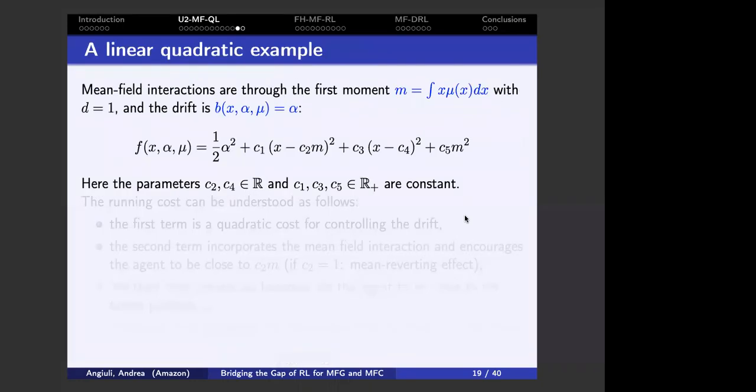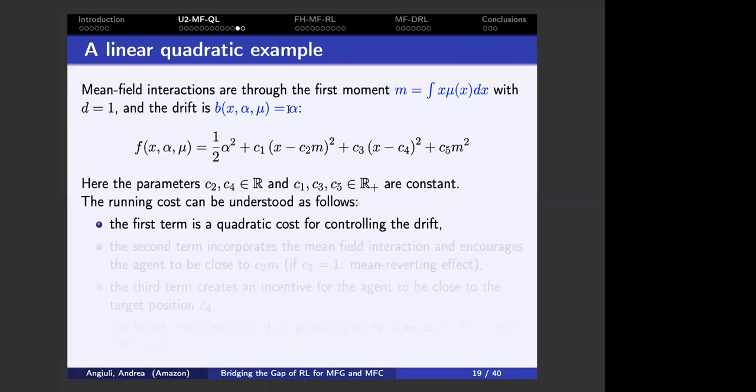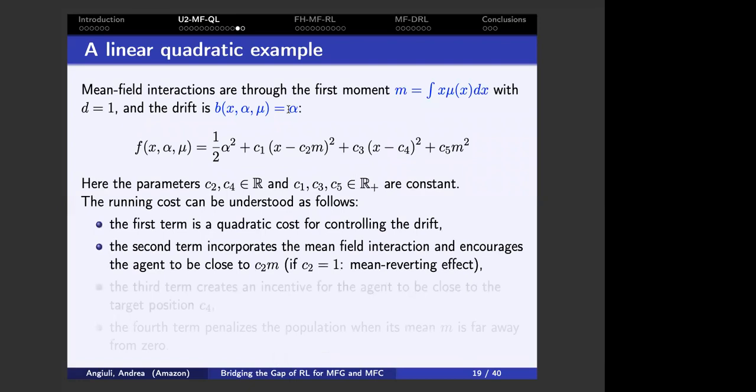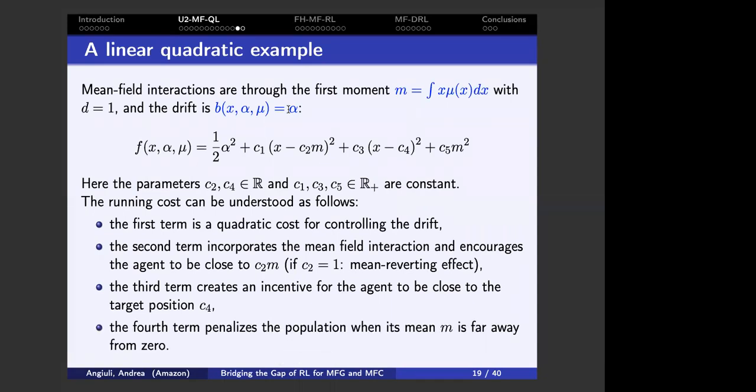Here I will introduce an example from the linear quadratic family that we tackle with this algorithm. In particular, we consider an interaction through the first moment of the population, and the drift is limited to the control of the single agent. The running cost is defined based on different terms. The first term is the cost for choosing the drift. The second term is an incentive to be close to the quantity c_2 m, and you can think that if c_2 is equal to 1, then it's actually the mean-reverting property. The third term is an incentive to be close to a target c_4, and the last term is in order to push the population to be far from 0. In particular, this term is important because otherwise the solutions of the mean field game and mean field control problem would be the same, so it helps us to differentiate the two problems.